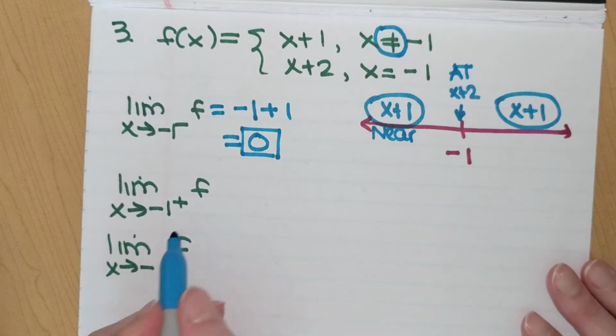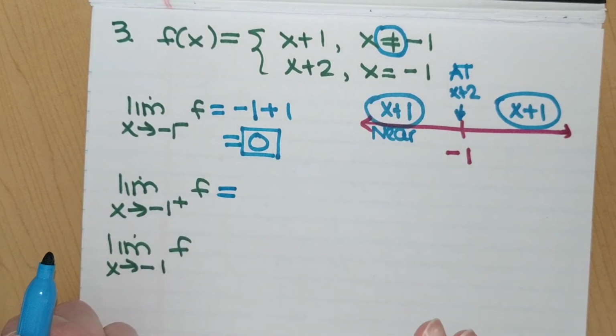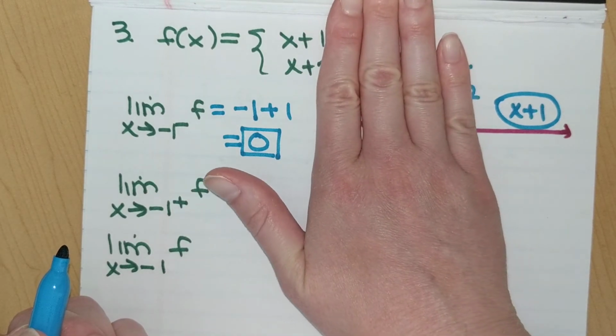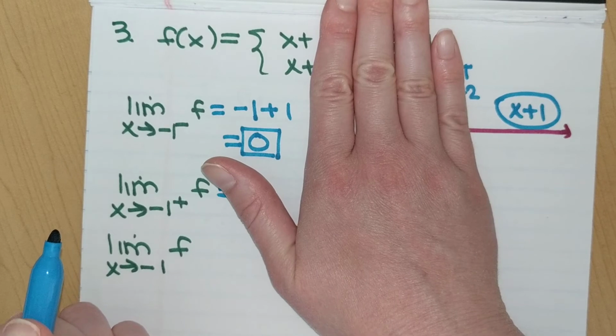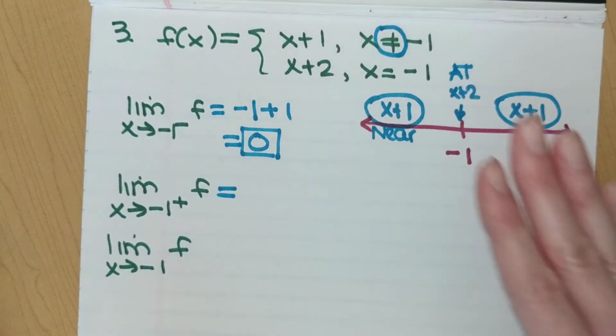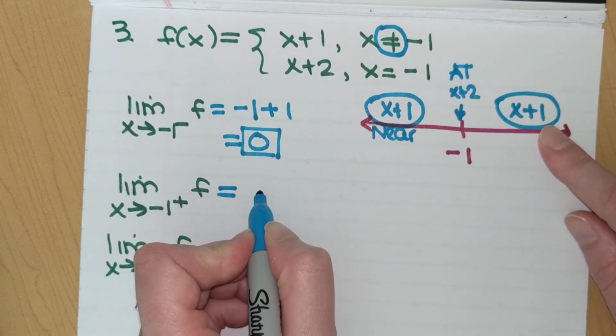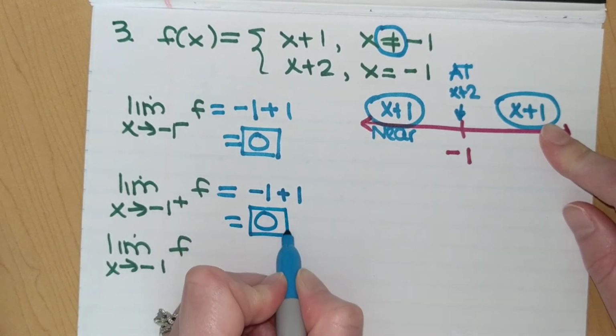The same will go when you look at the limit from the right-hand side. Again, you're supposed to cover the left, so you cover everything to the left of -1, and you cover right at -1. And when you do that, all you see is the x plus 1 function. So you'll plug into x plus 1, again, -1 plus 1, and that gives you 0.